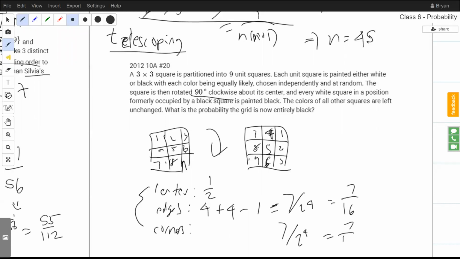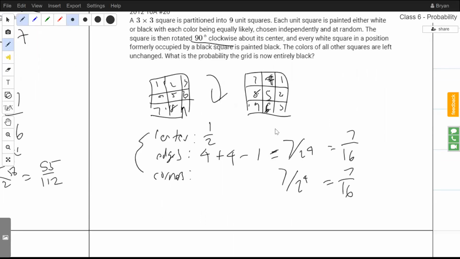So the probability that they're going to be what we want is 7 out of 16. Then we can just multiply them together and get 49 over 512 as our answer. Voila.